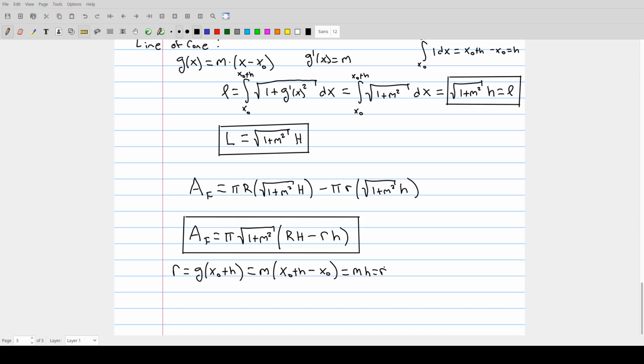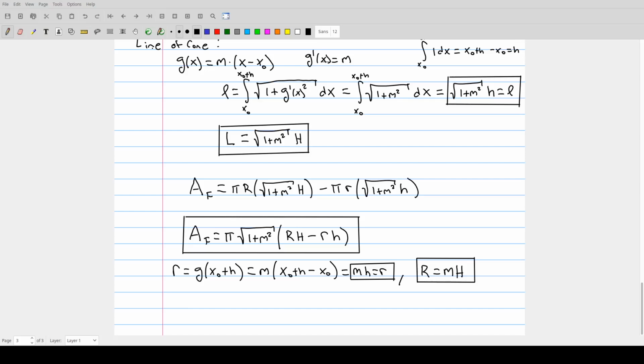This is an expression for lowercase r in terms of just m and the distance of the smaller cone along the x-axis. And using similar logic, you can see very clearly that capital R is just going to be equal to m times capital H. So these relations for the cone give us another simplified formula for the frustum.